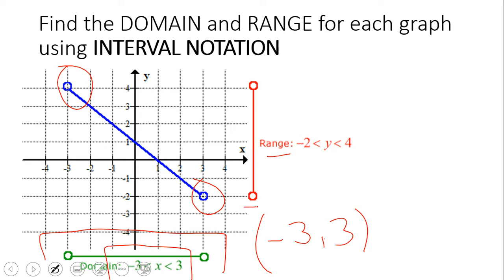Then consider the range. So the range goes from the lowest number to the highest number. The lowest number is -2. The highest value is 4. That's how you would write it as an inequality. And we're using a y because range is always y values. The beauty of interval notation is you don't need a variable. So it's just implied. So how do you say in interval notation, starting at -2, ending at 4, and not including the points? Well, you use parentheses and it looks like that.